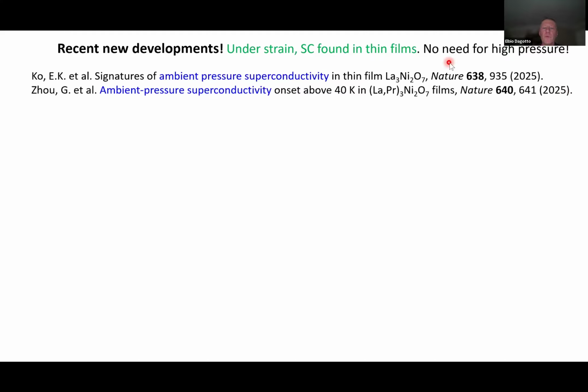So the big development in 2025 started with these two publications. The one at the top is from Stanford. The one at the bottom is from China. Both of them in the title say ambient pressure superconductivity, and they have obtained superconductivity in ultra thin films. That's the big news.